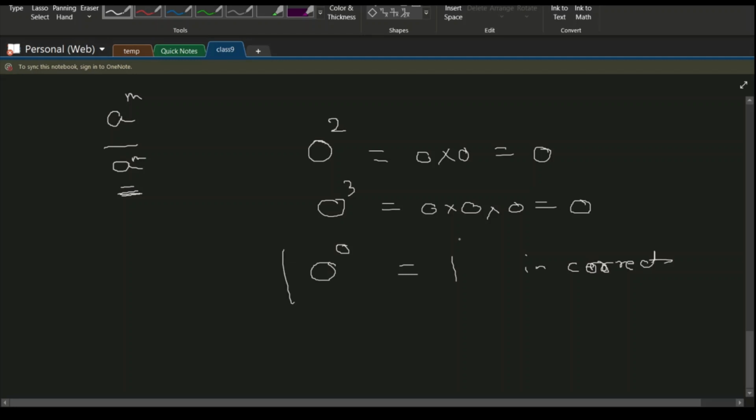0 to the power 0 is actually not defined. 0 to the power 0 is not defined.